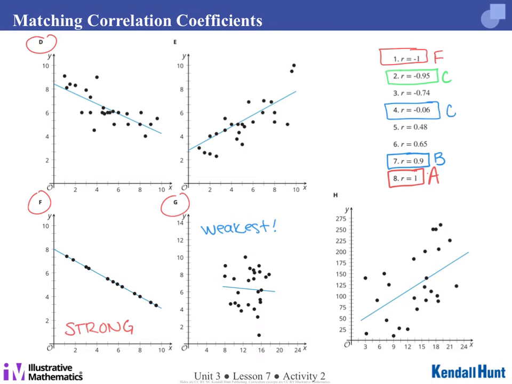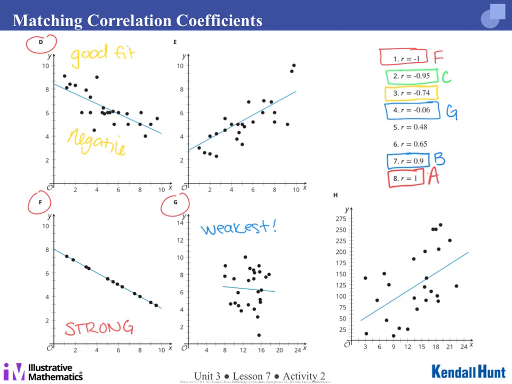And lastly, graph D is kind of in the middle, so you can see that the points are scattered evenly, dispersed evenly. So graph D is going to have a negative correlation, and that one's going to go with your correlation coefficient of -0.74.